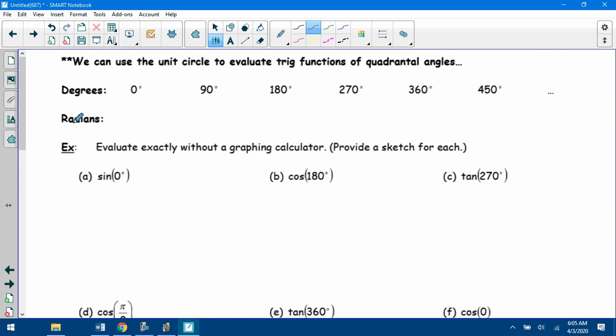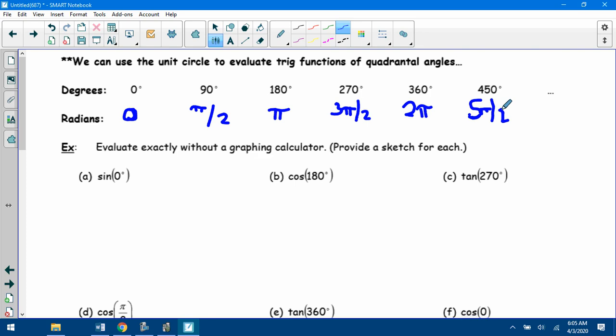What are they in radians? I think you know these. These are 0, pi over 2, pi, 3 pi over 2, 2 pi. You know what 450 would be? What's the pattern here? 0, 1 pi over 2. This is really 2 pi over 2, 3 pi over 2. This is 4 pi over 2. This would be 5 pi over 2, etc.